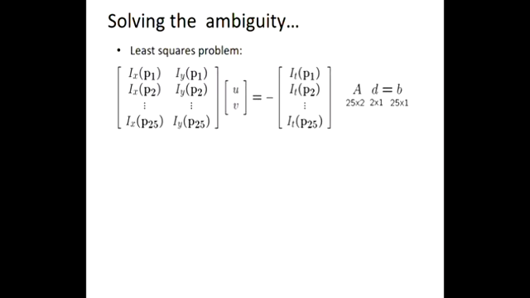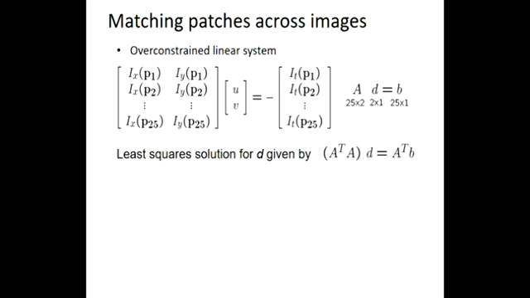Here it's written as AD, D for displacement, is equal to B. And so if I want to solve this, I can solve this with a pseudo-inverse. So I pre-multiply both sides by A transpose. This gives me a square matrix so that I can potentially invert it. And then the solution is D equals A transpose A inverse times A transpose B. That's just the pseudo-inverse.